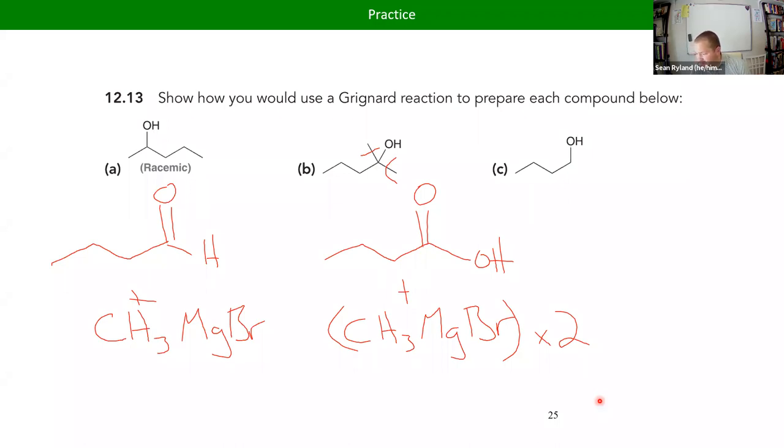Or you could use formic acid. Again, one carbon compounds that are that oxidized are not that stable. So this would probably be the better option, but in theory, you could have formic acid, which would look like this. We'd have to do formaldehyde again, and have to do it in two steps. So we wouldn't even want to do that.